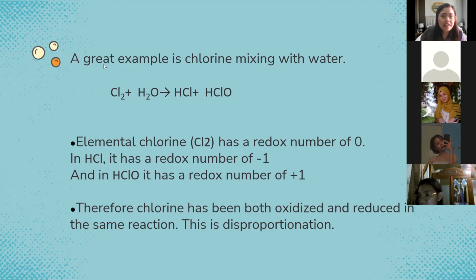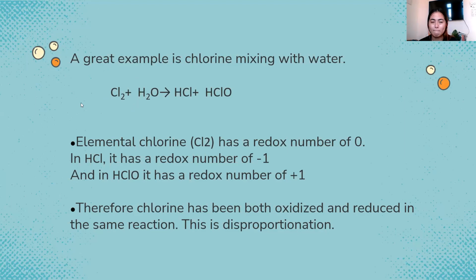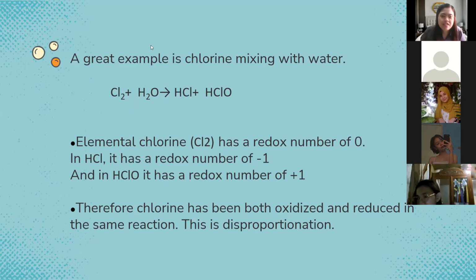So let me give you an example. We have here chlorine. Si chlorine ay na-mixed with water. So this is a special type of reaction. This is not a combination reaction. This is not also a single replacement reaction. And this is not a double displacement reaction. It is supposedly single displacement because you have there an element in the compound.